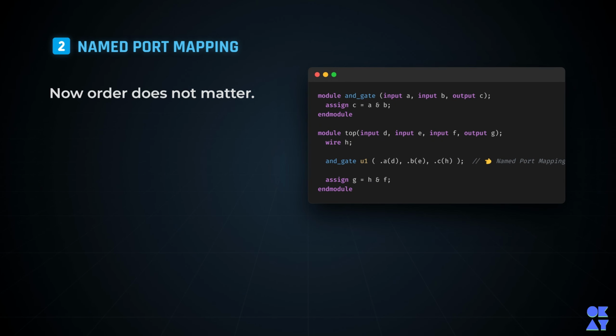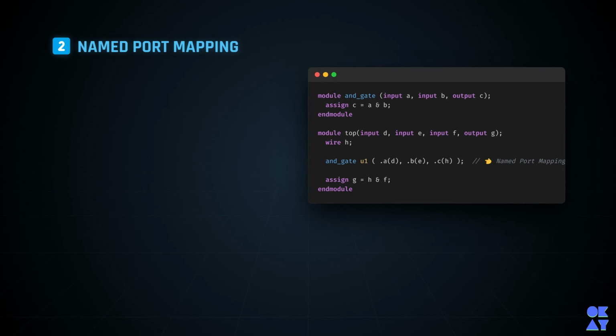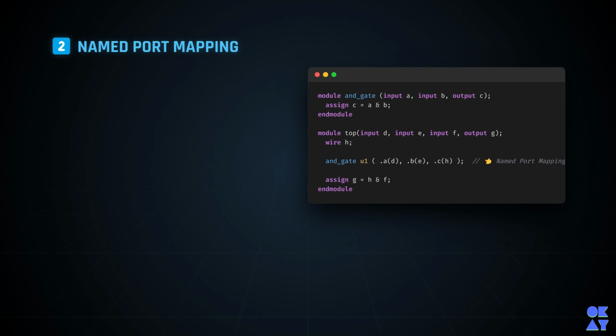Now, order does not matter. Even if you write AND gate U1 (.C(H), .A(D), .B(E)), it will still work correctly. This method is safer. This is recommended for beginners and used in industry.